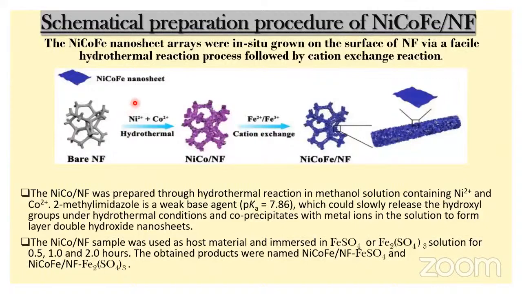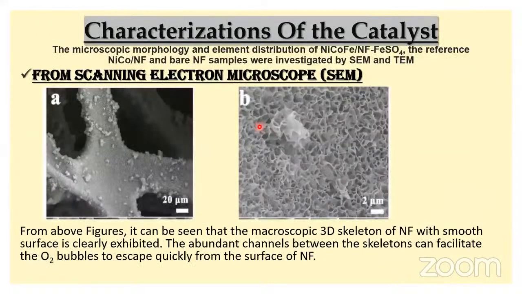Moving forward to the schematic preparation procedure, we have the NiCO-Fe nanosheet formed by hydrothermal reaction of nickel 2+ and cobalt 2+ on the bare NF nanosheet. Then we use a cation exchange process to introduce the precursor, either Fe2+ or Fe3+, as we want to use. Now, these are the characterizations of the catalyst.